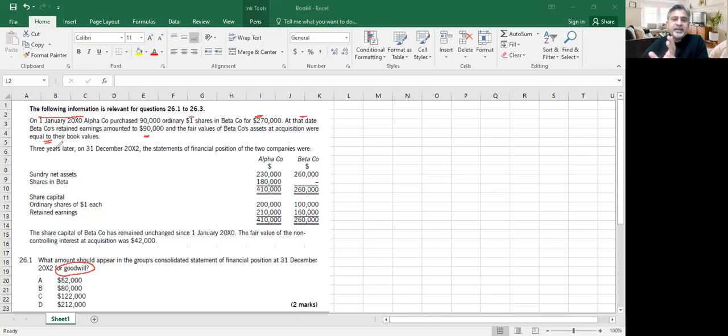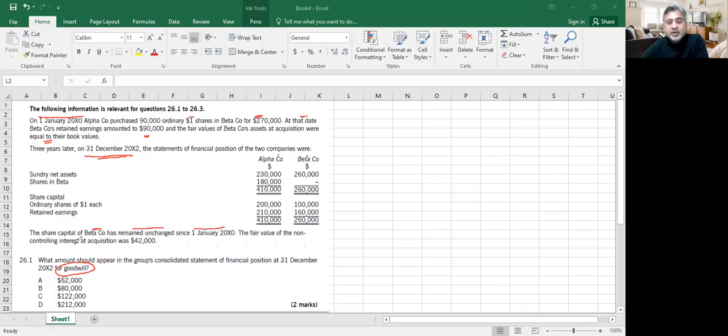This is just to make things simple. If market value and book values are not the same, then you need to make some adjustment. In this case, we don't need to. Three years later, on 31st December 2002, the statements of financial position of the two companies, Alpha and Beta, are as follows. Sundry net assets, shares in Beta, share capital, ordinary shares of $1 each, and retained earnings have been shown. The share capital of Beta Company has remained unchanged since 1st January 2000.